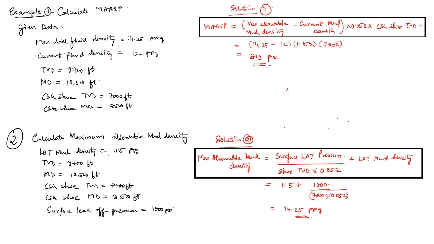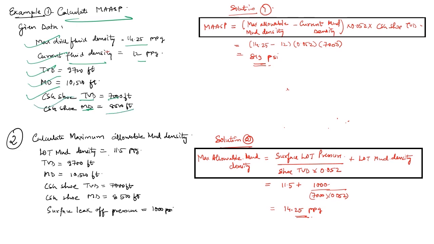In this particular question, we need to calculate the MASP. Now the given data is my maximum drill fluid density is 14.25 pound per gallon, current fluid density is 12 pound per gallon, TVD and measured depth is given, my casing shoe depth is given as 7,000 feet, and my measured depth of the casing shoe is 8,500 feet.